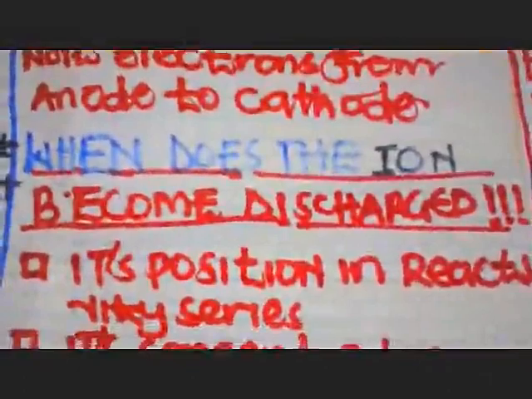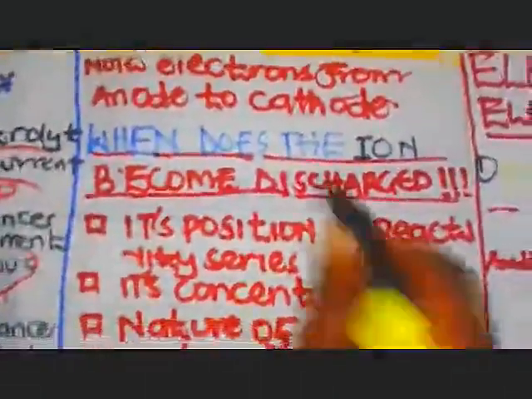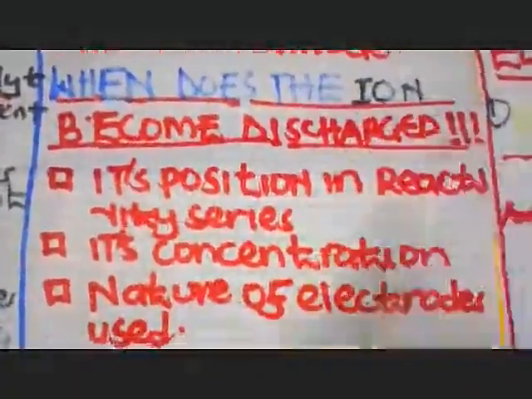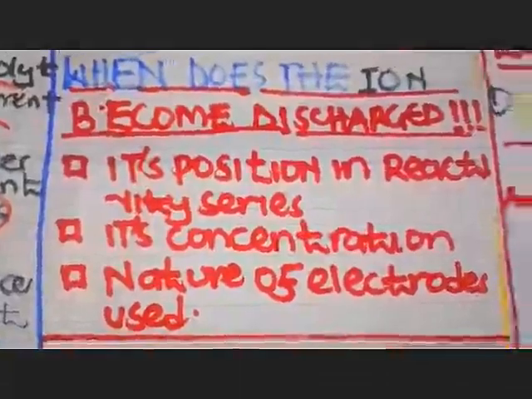So let us try to move ahead. Electrons flow from the anode to the cathode. That one we have to take note of as we move to our diagrams. The electrons are going to flow from the anode to the cathode. Why? They are being produced at the anode by oxidation. Then they move to the cathode. Somewhere a question will ask you to put the arrow showing the flow of the electrons. Now, they are asking, when does the ion become discharged? Discharged means when does the ion become selected?